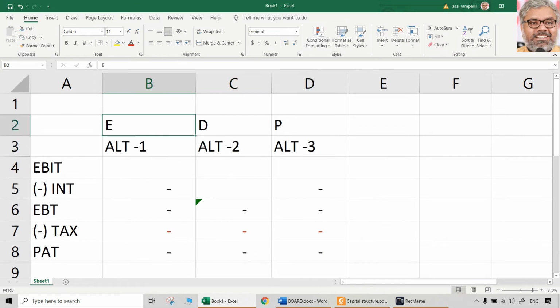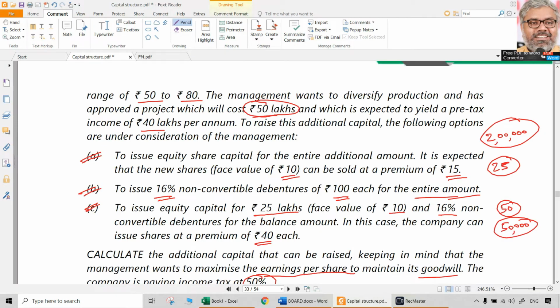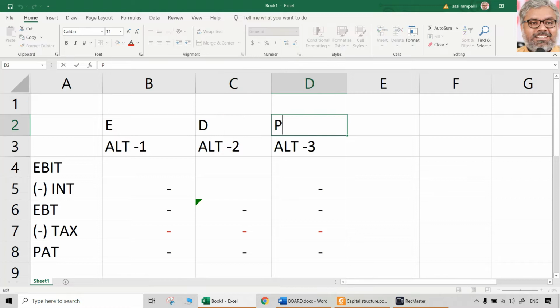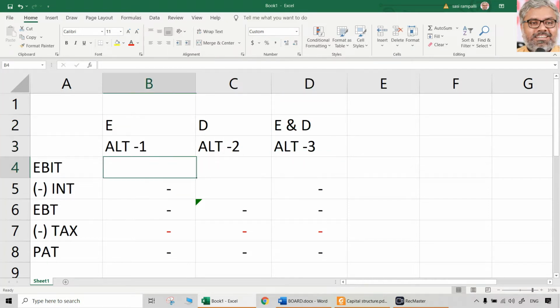Same type of situation. So what are the alternatives here? Statement showing evaluation of financing alternatives, that is all same. Now, what are the alternatives here? First alternative is full equity. Second alternative is full debt. Third alternative is equity and debt. That is the third alternative.